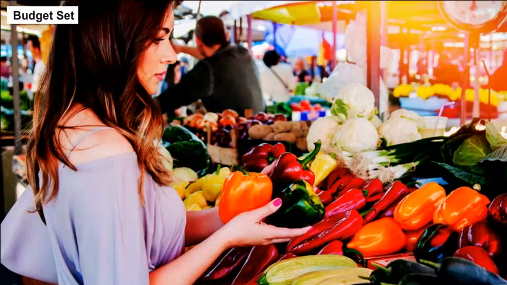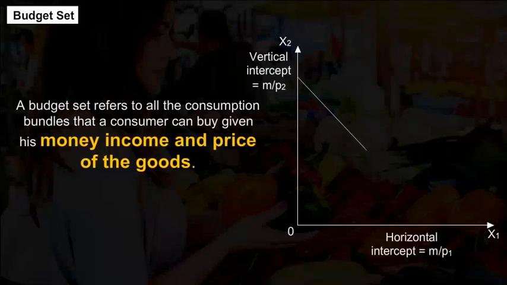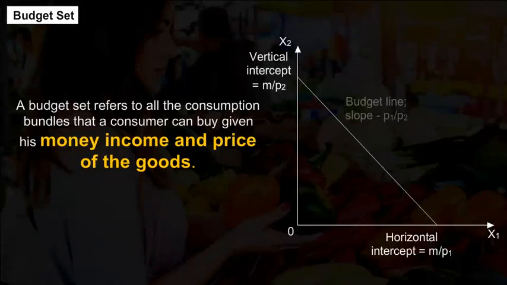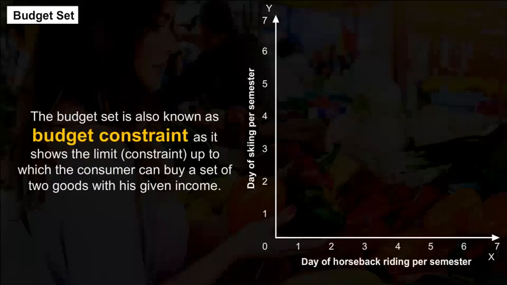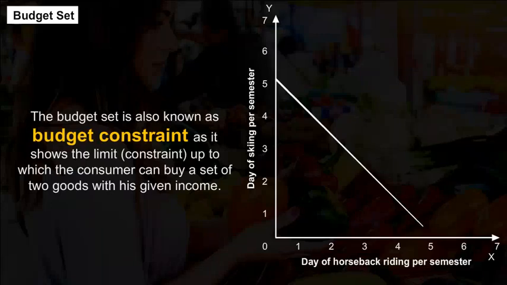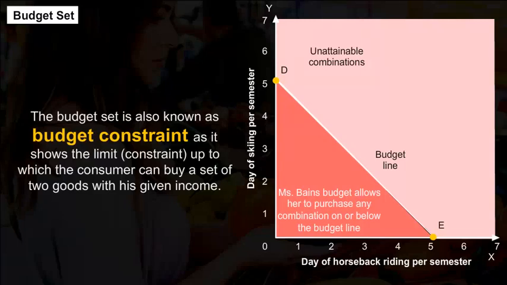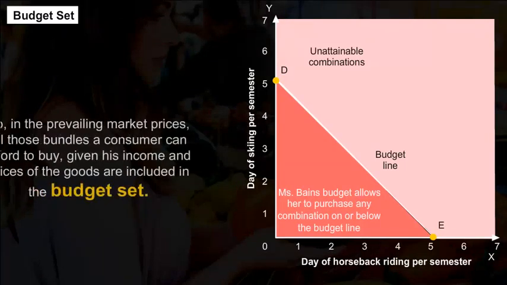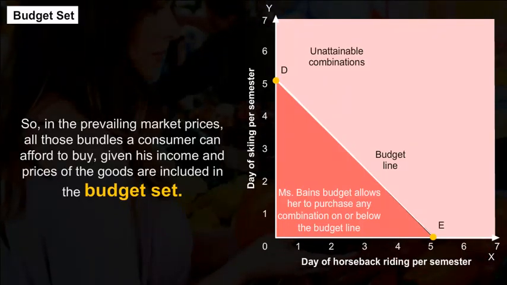The consumer's budget. Budget set. A budget set refers to all the consumption bundles that a consumer can buy given his money income and the prices of the goods. It is constrained by the budget line. The budget set is also known as budget constraint, as it shows the limit up to which the consumer can buy a set of two goods with his given income. So at the prevailing market prices, all those bundles a consumer can afford to buy, given his income and prices of the goods, are included in the budget set.